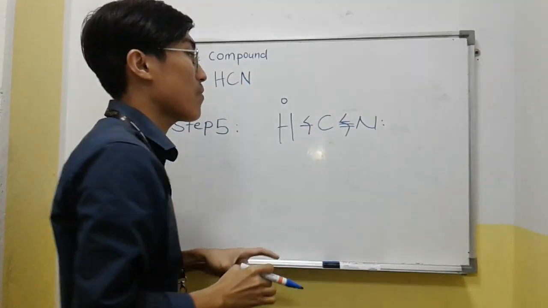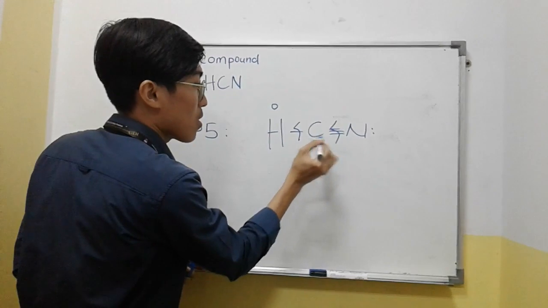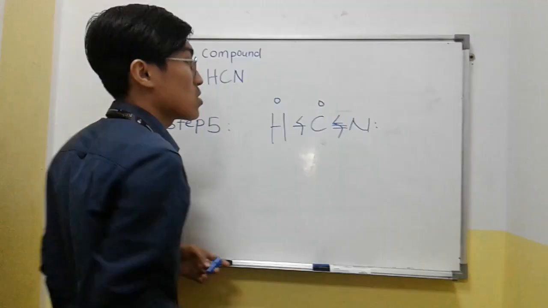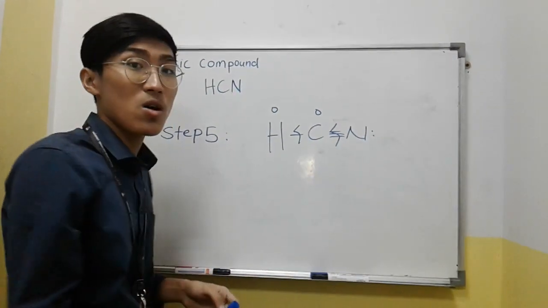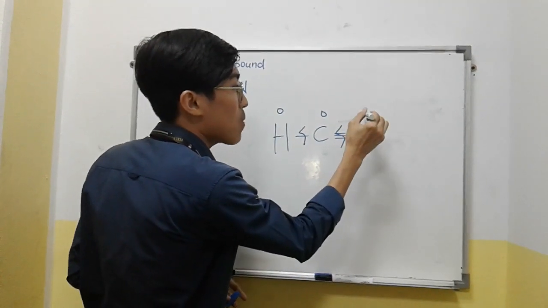For carbon, the valence electron is 4. The electron in the structure is also 4. So the formal charge is also 0. And for nitrogen, the valence electron is 5. And the electron in the structure is also 5. So the formal charge is 0.